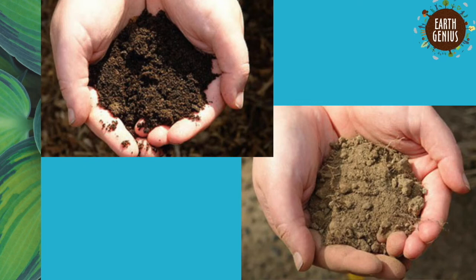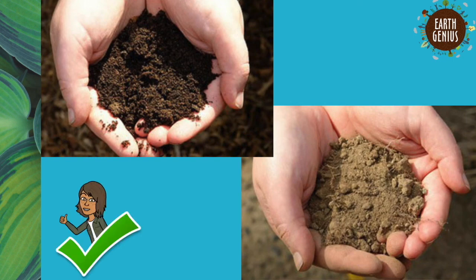Okay, it's time for your pop quiz. Let's look at this picture and see which handful of soil looks like the healthiest soil. Take a second to write down your answer in your garden journal. You can pause the video if you need a moment. The darker the soil, the healthier it is. So you are probably right that the soil on the top is much healthier.